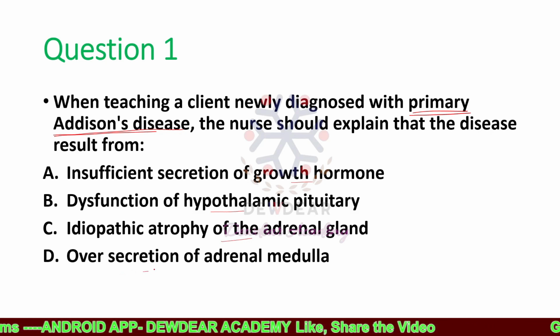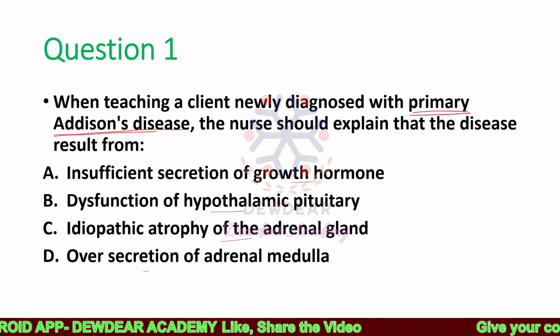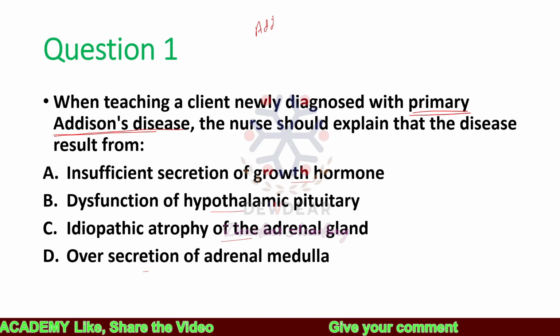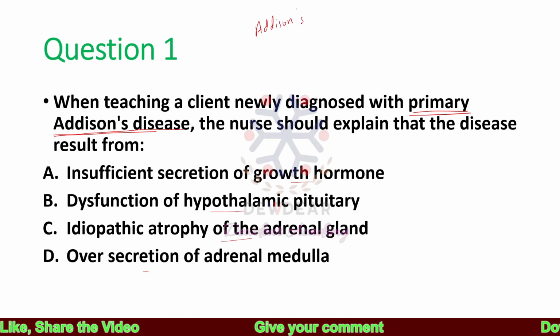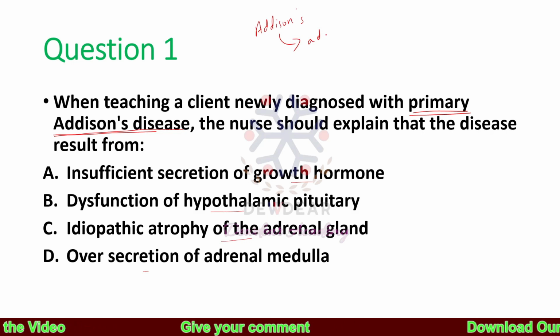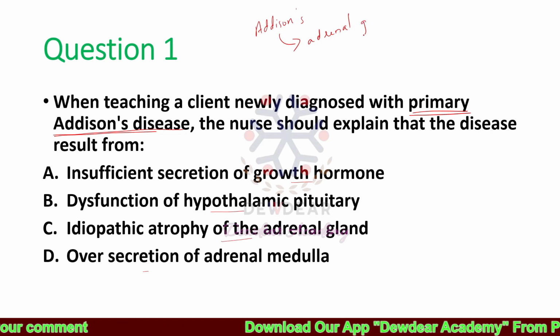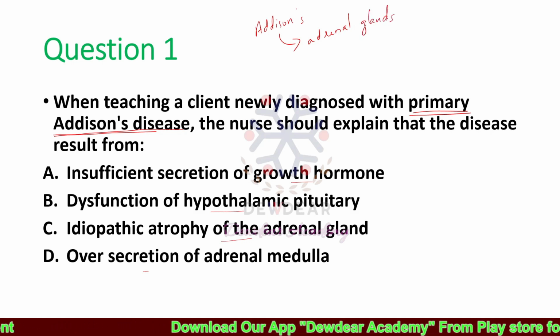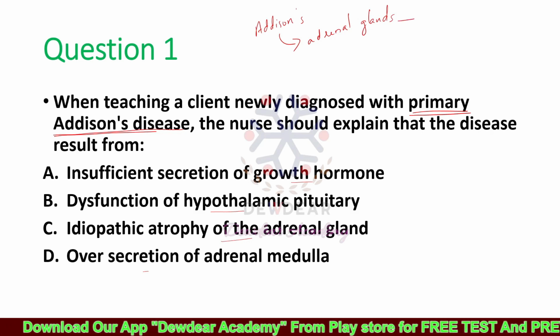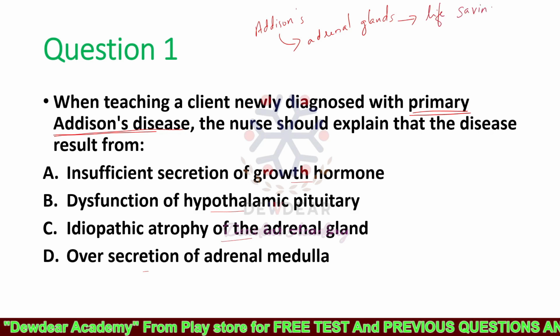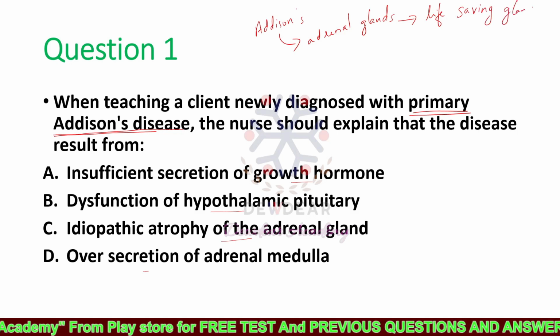In this question we know that this is a condition related to the adrenal gland. Addison's disease is the condition that is related with the adrenal gland. The adrenal glands are two small glands located on the top of your kidney, and we call this gland the life-saving gland.